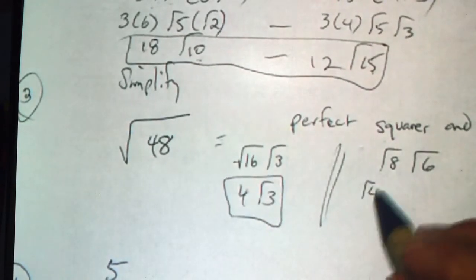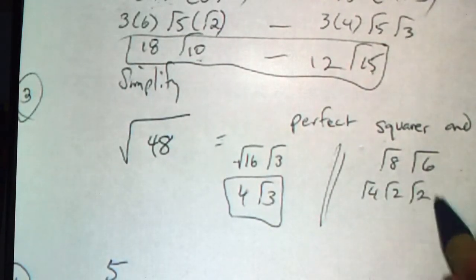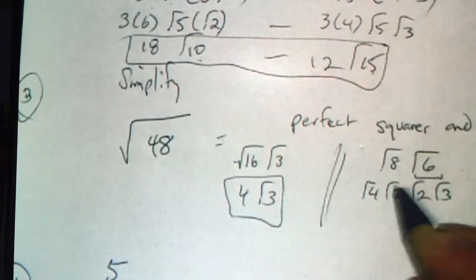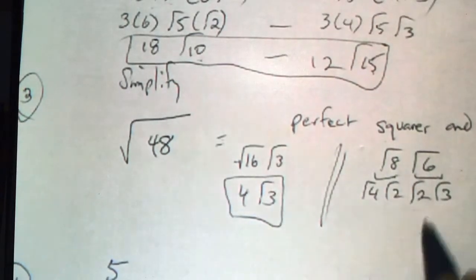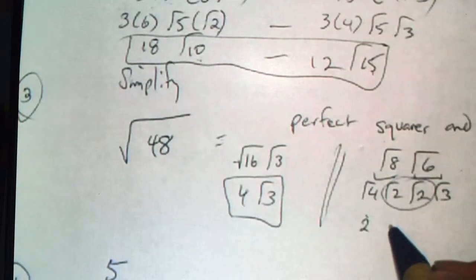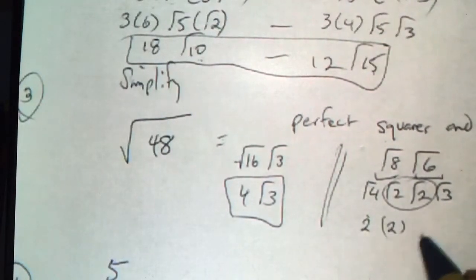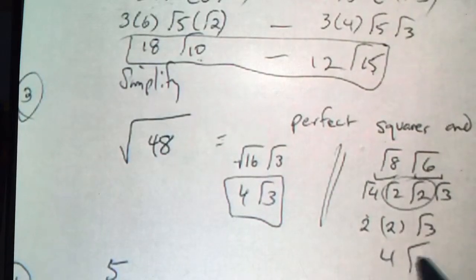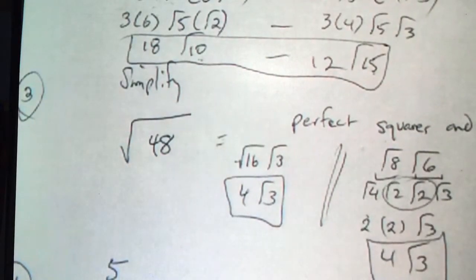So we've got root 4, root 2, root 2, root 3. This is equal to root 2, root 3. That's equal to root 4, root 2. We have a double, and we have a perfect square. That perfect square is 2. That double is equal to 2. And this is root 3. And we get the same answer. We just have to work a little harder to get it.